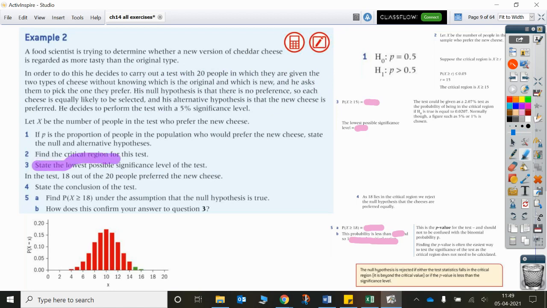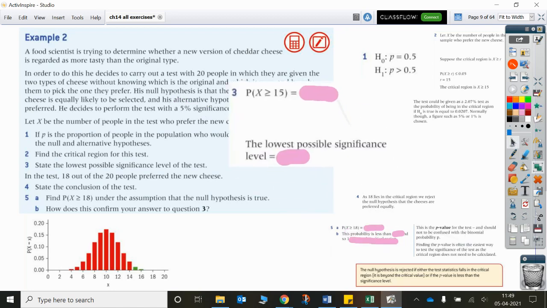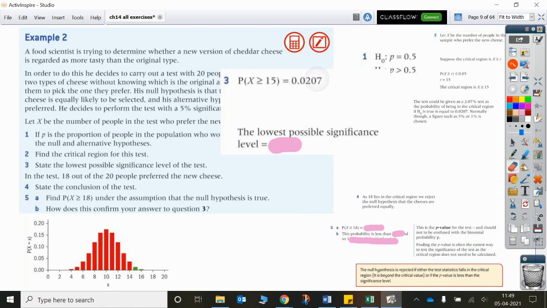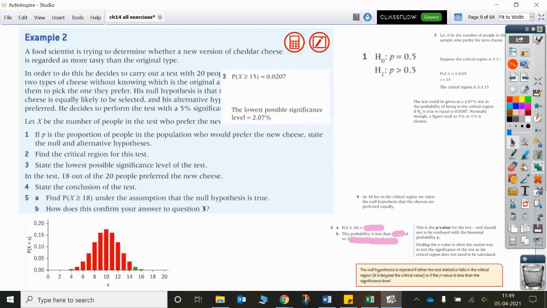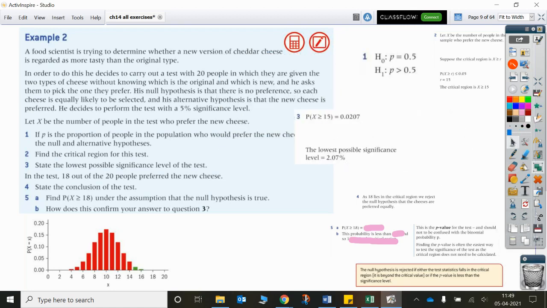Question 3 says, state the lowest possible significance level of the test. Well, we talked about that. We could potentially come down to 2.06%, I think it was, which was the probability of being in 15 and upwards. Okay, but of course the statistician determines this at the start. Okay, let's have a look at the answers they come up with in the book for this one. So they come up with, there we go, the lowest significance level is 2.07%. Okay, right, there's been that little comment as well.